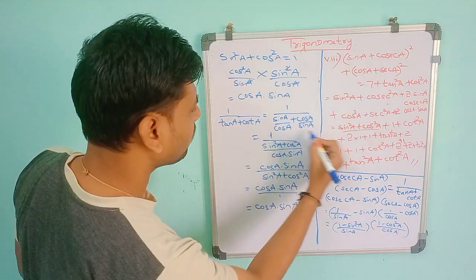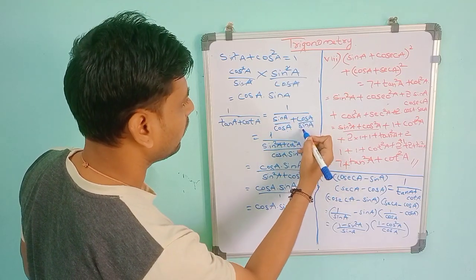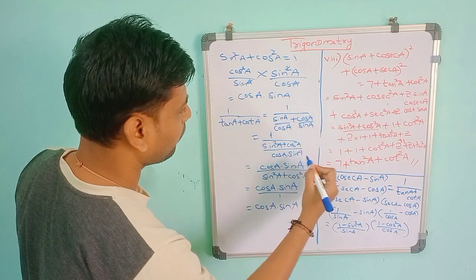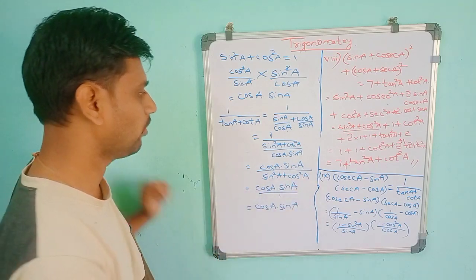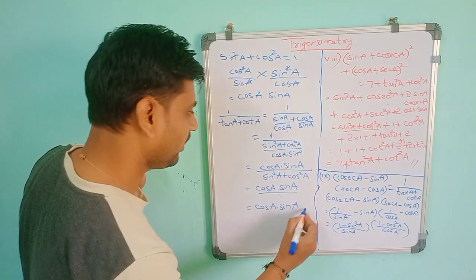Then the LCM is cos A into sin A. Cos A is there, so we have to multiply by sin A, so sin square A. Here sin A is there, we have to multiply by cos A, so cos square A. Sin square A plus cos square A divided by cos A into sin A. This will go upside. Cos A into sin A divided by sin square A plus cos square A, divided by 1, is equal to cos A into sin A.